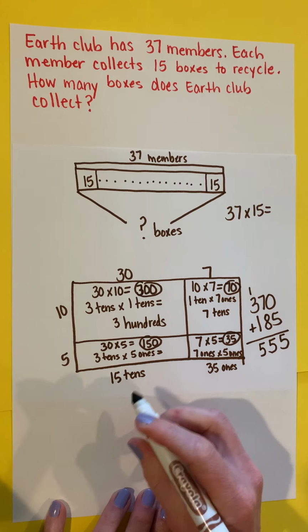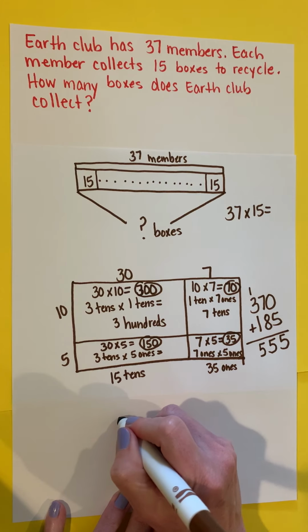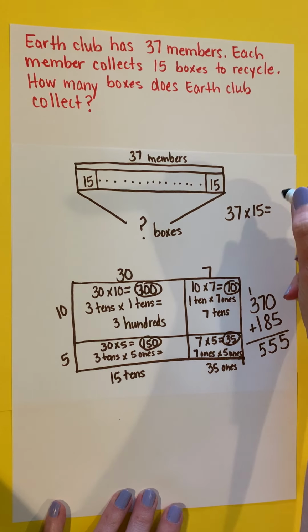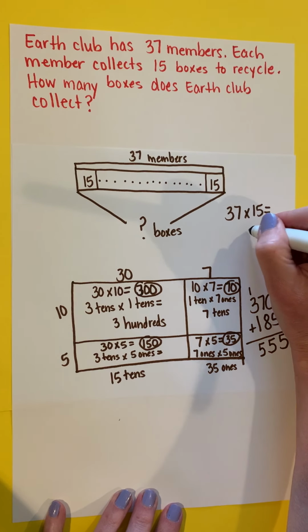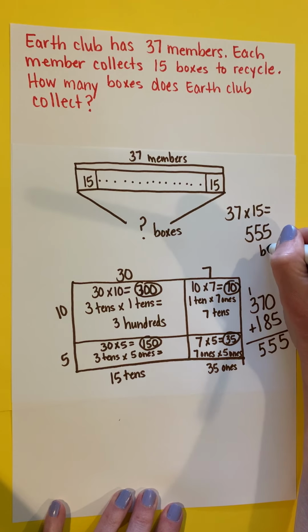So I now know that Earth Club collected 555 boxes. 37 multiplied 15 times is 555 boxes.